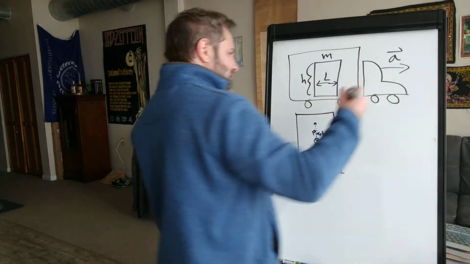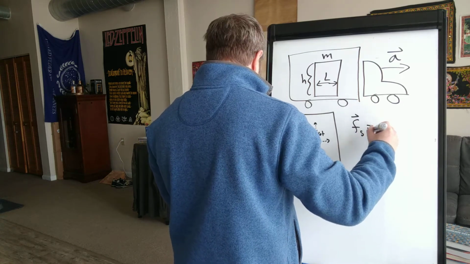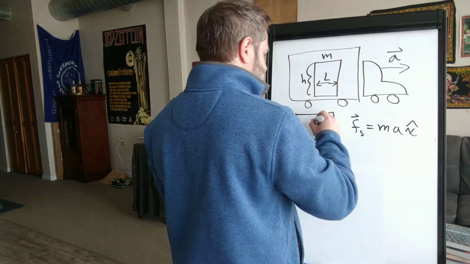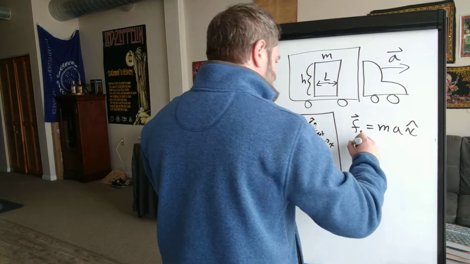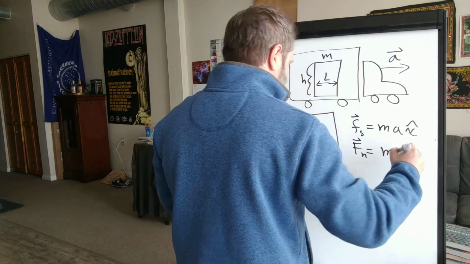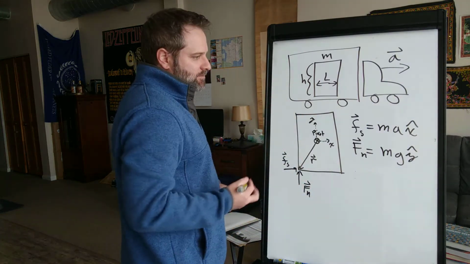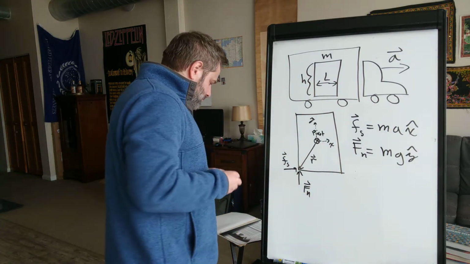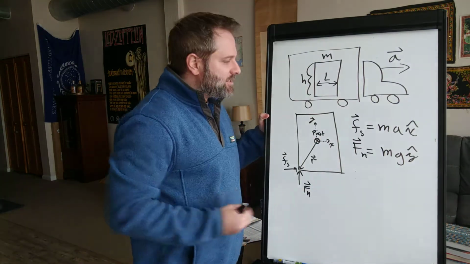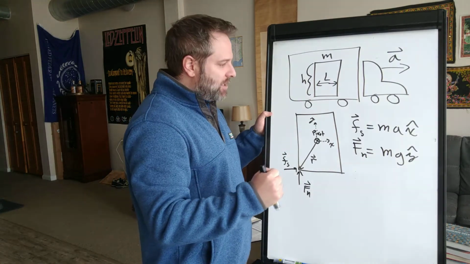So we know that the force of static friction is going to be equal to mass times acceleration pointing in the x hat direction. Then the normal force is going to be very similar. It's going to be mass times gravity pointing in the y direction, pointing up. This is essentially our condition for static equilibrium for this non-inertial object.